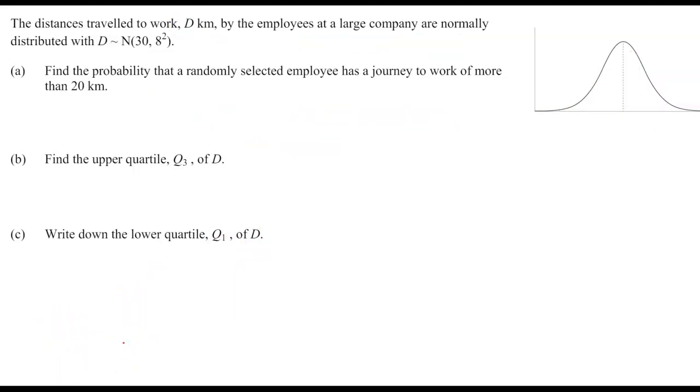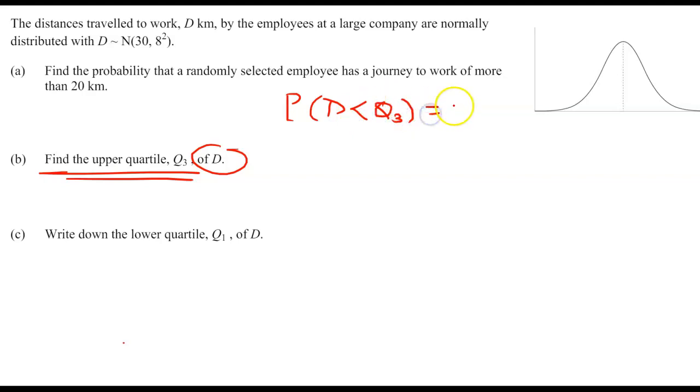All right, the next part of the question, they're asking us to find the upper quartile, exercise 3. For the upper quartile of D, the probability that D is less than the upper quartile, that is Q3, should be equal to 0.75, because the upper quartile is always 75% of the data.